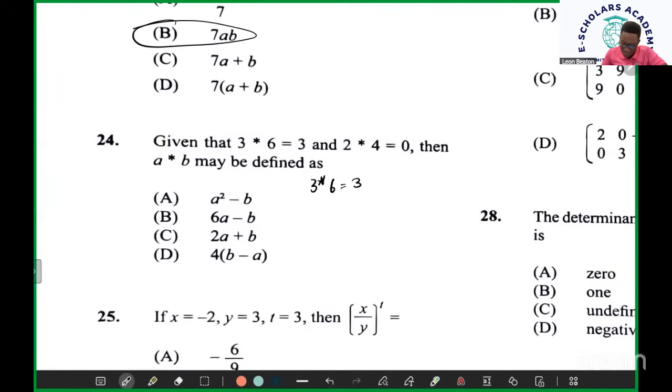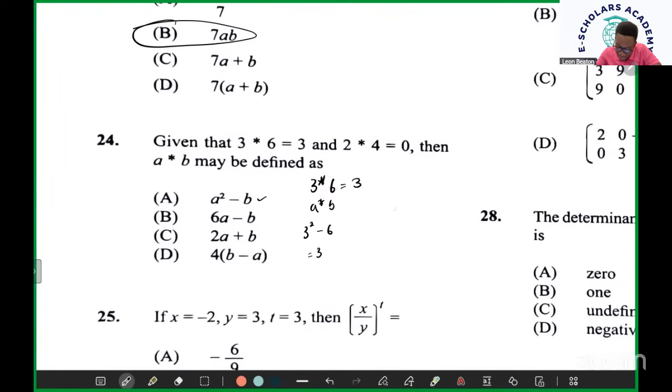So let me try A. All right, this is why I don't like these questions. So a squared minus b. So 3 squared minus 6. 3 squared is 9. 9 minus 6 is 3. All right, we're looking good.